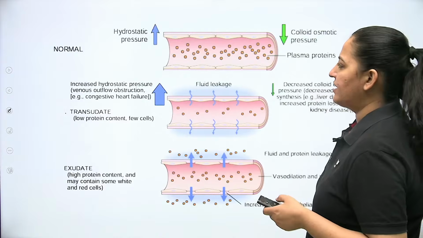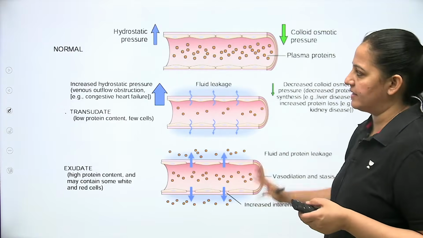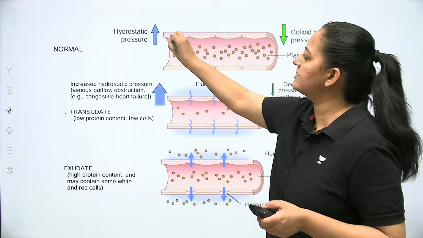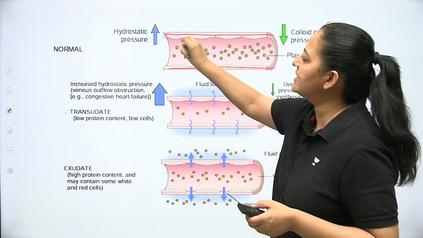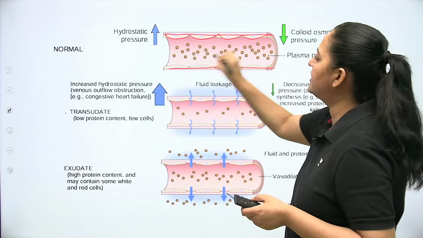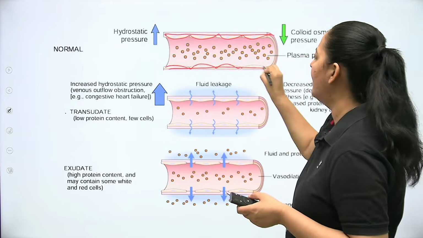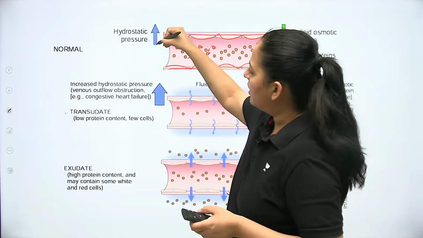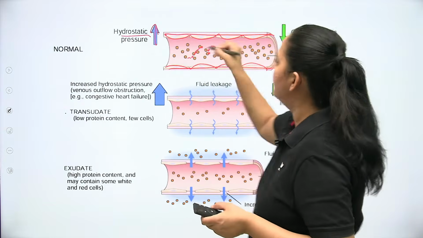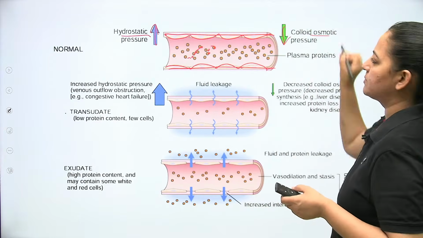Okay. See the diagram. Can you see the 3 diagrams? I will explain it to you. See, this is normal. In this normal diagram, see the blood vessel. In the blood vessel, can you see the continuity of the endothelial cells? The endothelial cells are continuous with each other, and the yellow dots are the protein. And see the 2 arrows. Outward pressure is hydrostatic and inward pressure is osmotic.